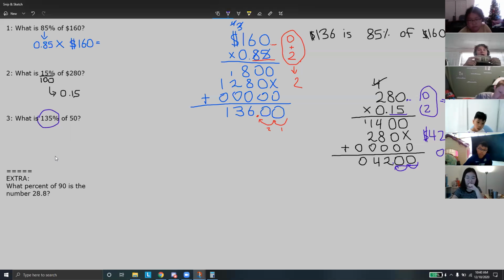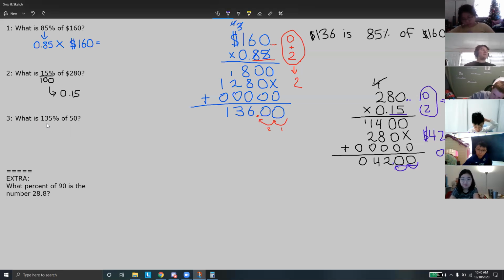1% of a dollar is 1 cent. So 135% of a dollar is 135 cents, or $1.35. So you see, our number got bigger when we found a percent that's bigger than 100. So that's what's going to happen here.